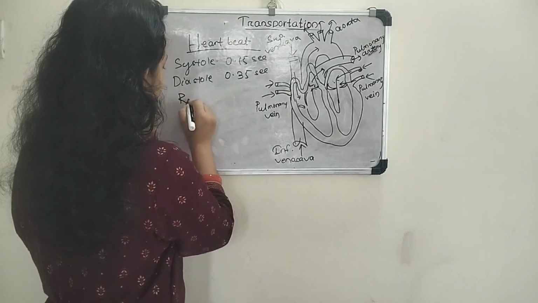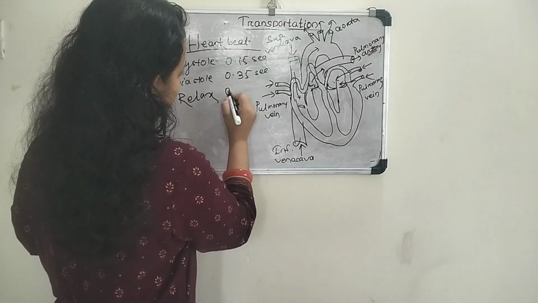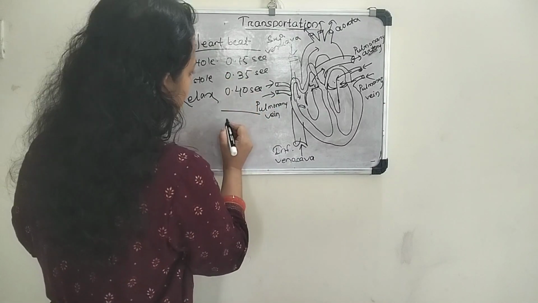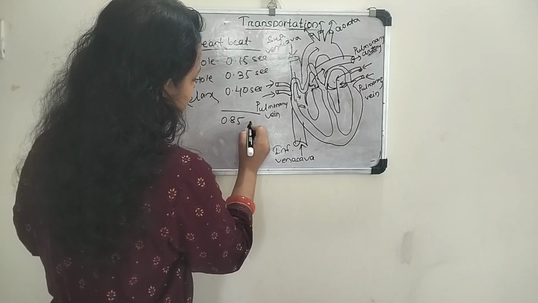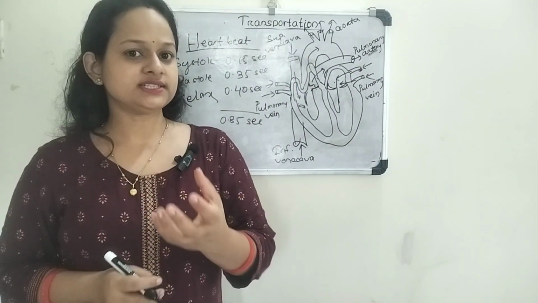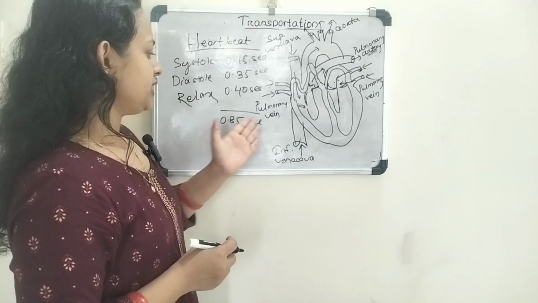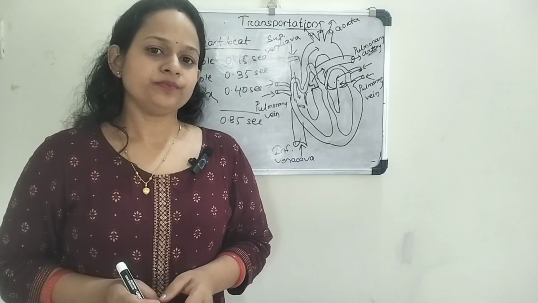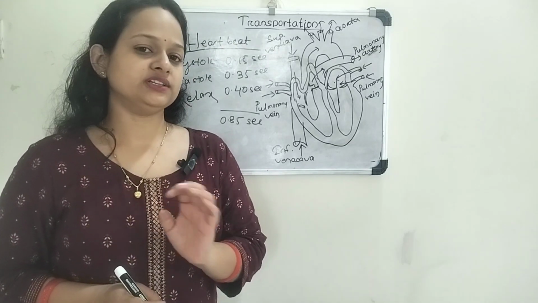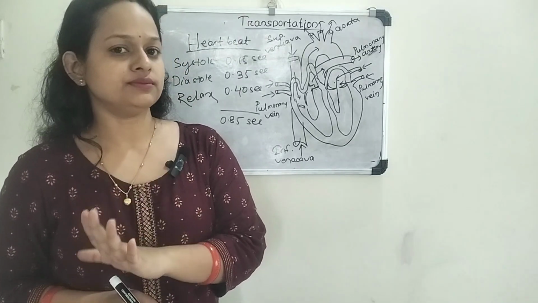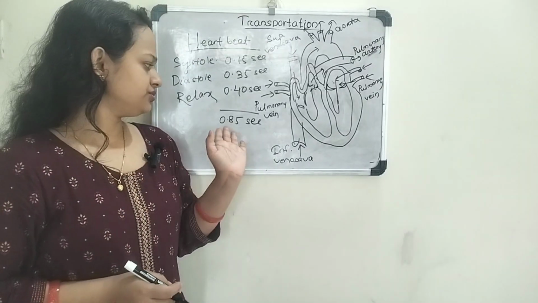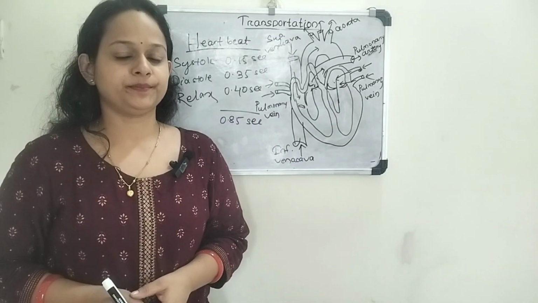and the relaxation phase of both auricles and ventricles is about 0.40 seconds. So if we add these, it will become about 0.85 seconds. So for one heartbeat or a complete cycle, it takes about 0.85 seconds. And the heartbeat occurs about 72 times per minute, and each cycle takes about 0.85 seconds.